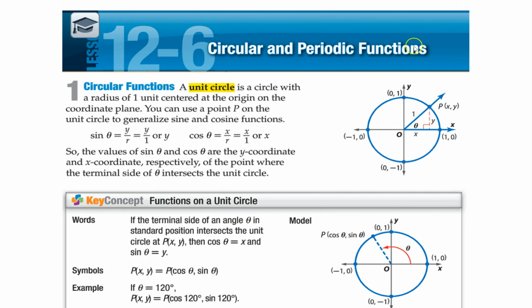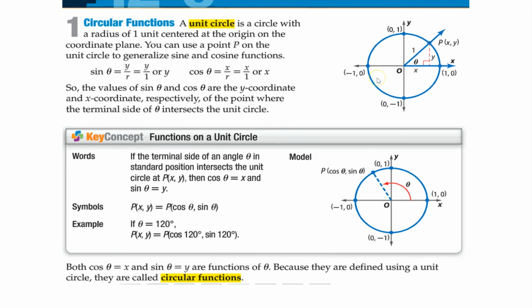12.6 Circular and periodic functions. So this lesson's all about a unit circle, which we talked about last class, right? So remember, this is a unit circle. It has a radius of 1, hence the word unit. So a lot of this actually has been reviewed.